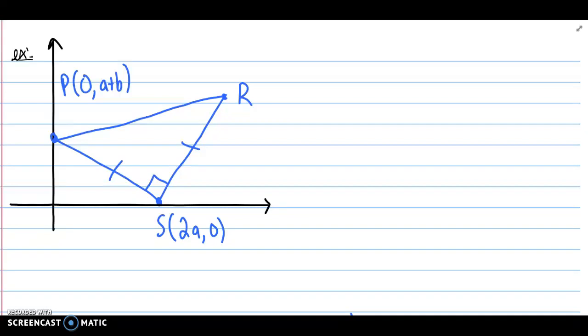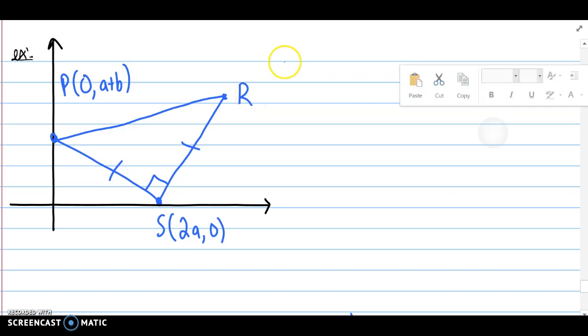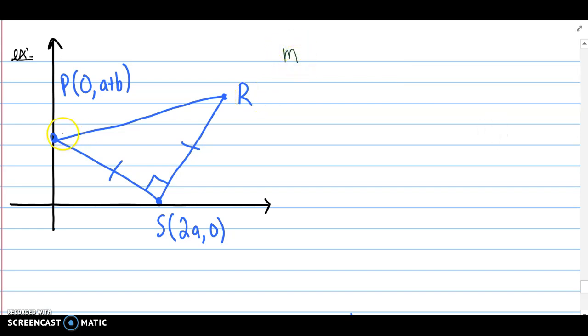Isosceles right triangle PSR, and we're trying to find the coordinates for point R. One thing we can do right away is to calculate the slope between points P and S. I'm going to make sure I label it with the name. It's going to be called PS.